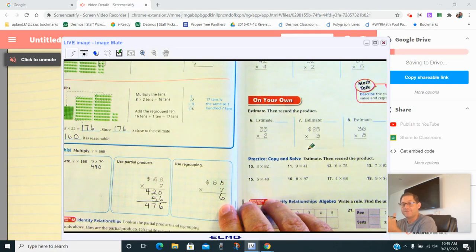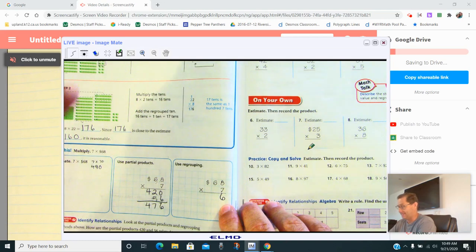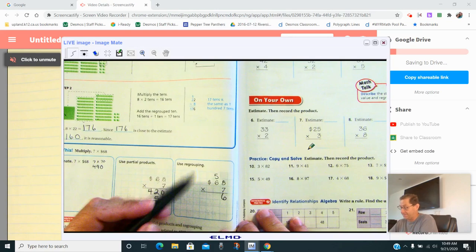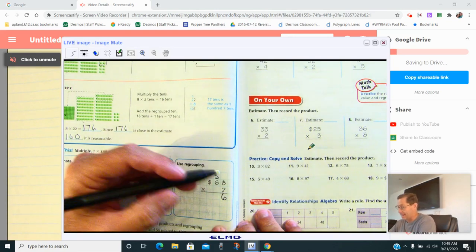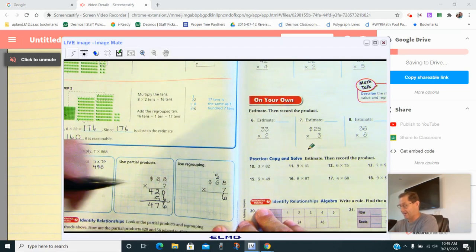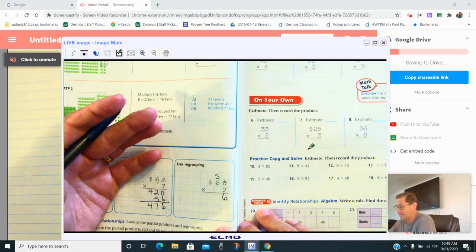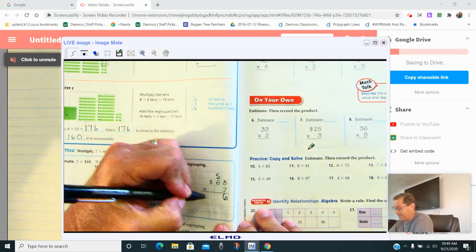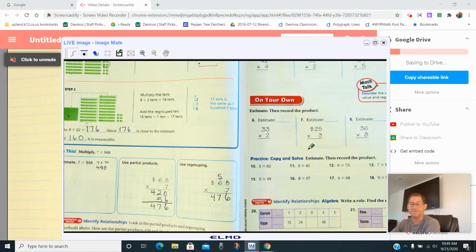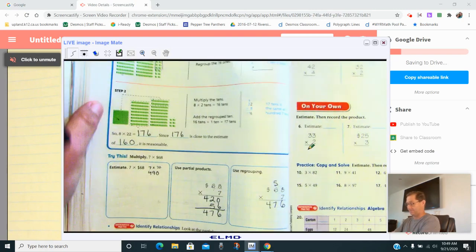Okay, I'm going to trade 50 of those ones for 5 tens. Now, how many tens do we have? We have 7 times 6 is 42 tens, plus 5 of them gives me 47. So 476. And that is close to our estimate, so that's a reasonable answer.